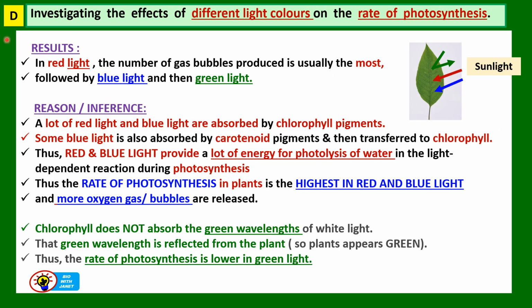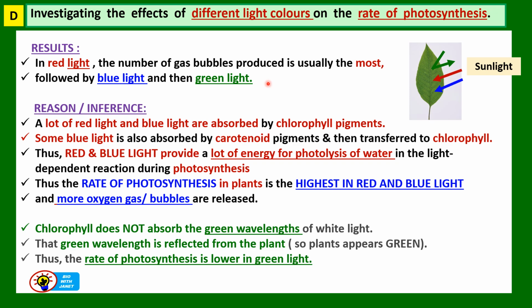Now I want to discuss the results for the experiment to study the effects of different light colors, because this can be asked in the prediction question or in the classification question. Now, results. We look at the first experiment where you put a filter over the boiling tube. You'll see that red light is the best. The number of gas bubbles produced when you count it is the most, followed by blue light and green light.